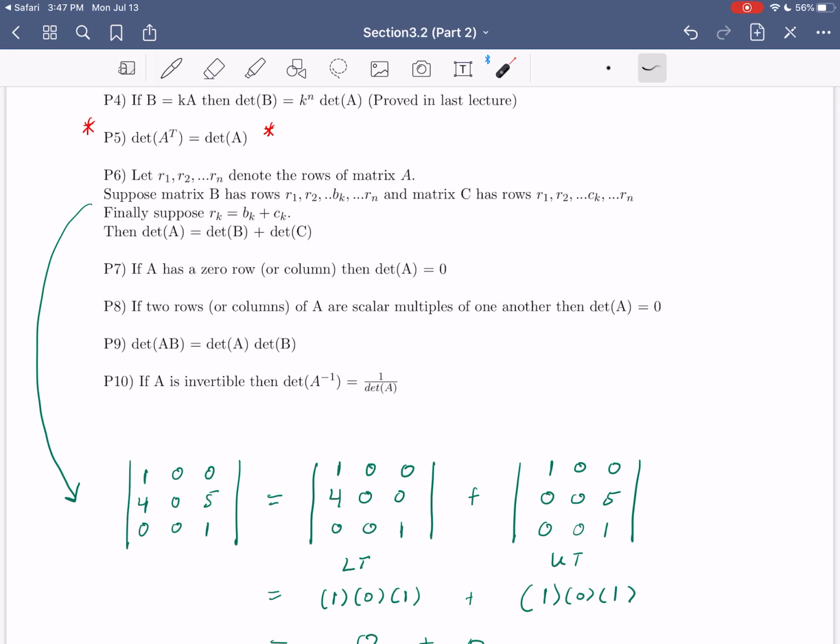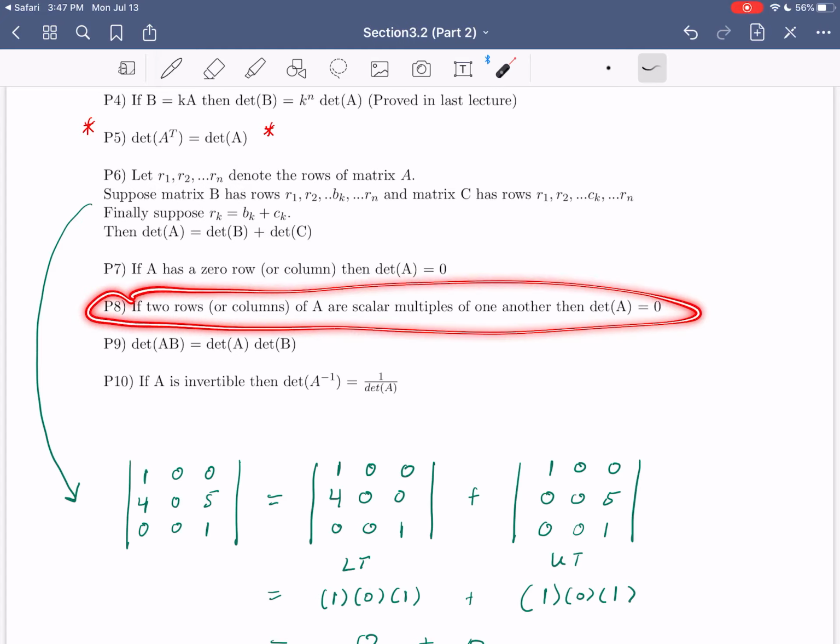Okay, let's talk about some of these other properties, P7 through P10. P7 says that if A has a 0 row or 0 column, then the determinant is automatically 0. Notice that if we had P7, we could have just immediately deduced that this thing was going to have a determinant of 0. But this is a good one to remember. It's very easy computationally. If it has a 0 row or 0 column, then the determinant of A is equal to 0. You can imagine a very quick verbal proof of that. If it has a 0 row or 0 column, then it cannot be row equivalent to I_n. And since it can't be equivalent to I_n, then it can't be invertible, so the determinant must be 0.